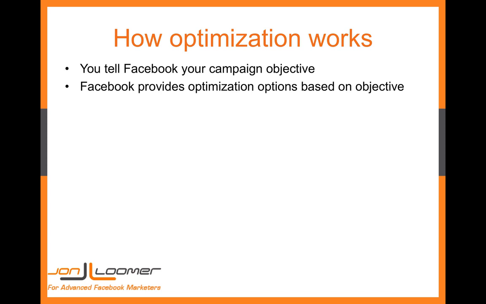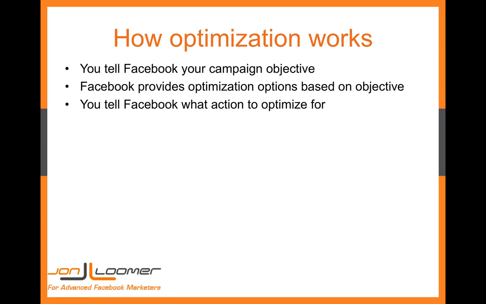If you say your objective is to drive more traffic, they will not provide a conversions optimization option in your ad set. So Facebook is trying to simplify this for you to make it as easy as possible. So different campaign objectives will have different optimization options. And then you tell Facebook what action it is you want Facebook to optimize for.